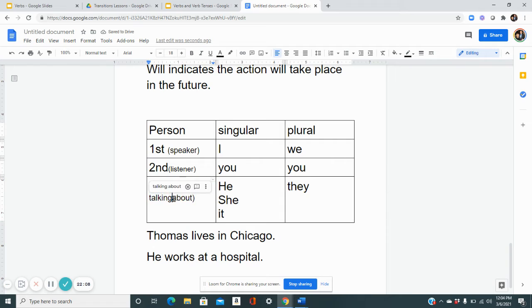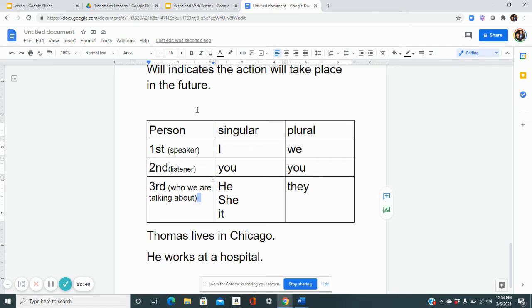Make a space there. Okay, so if I say my cat is looking at me, I'm talking about my cat. I'm talking about it. Okay, so first person is the speaker, whoever is doing the talking. Second person is the listener, whoever the speaker is talking to. Third person is another person or thing. It's who we are talking about.